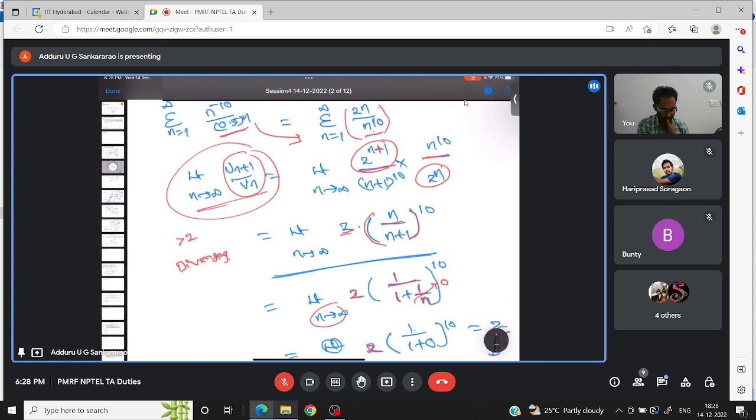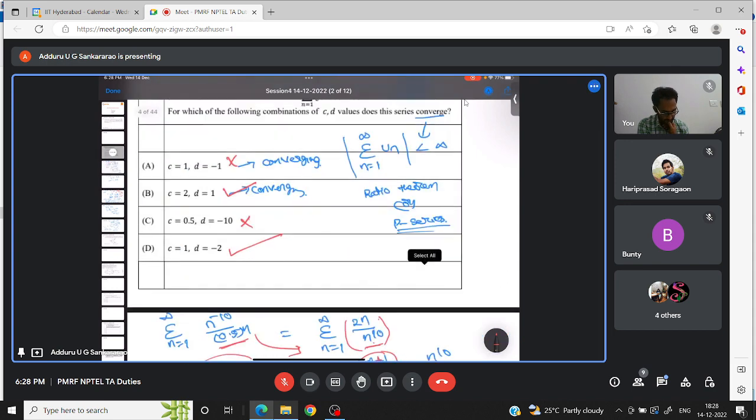Actually, you can check these theorems, the ratio theorem and p series, these two. Mostly we can solve by the ratio theorem. P series convergence is a simpler one than the ratio theorem.